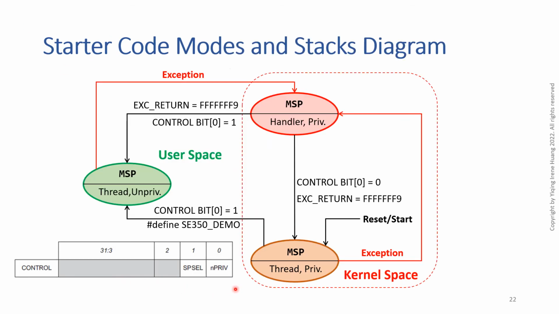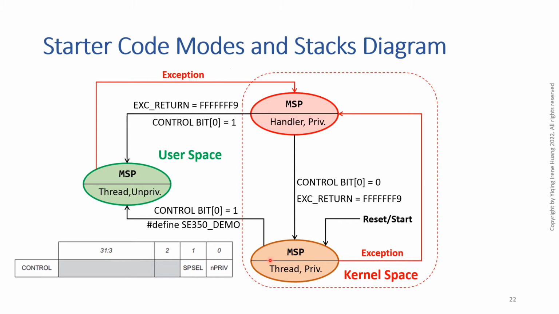Now let's take a look at the mode switch and the stack usage of the starter code. Here, I want to remind you of the control register. There are 2 bits. Bit 0 controls the access level and bit 1 controls which stack we want to use. By default, upon reset, we're using MSP, we are in thread mode, and we're at privileged level.